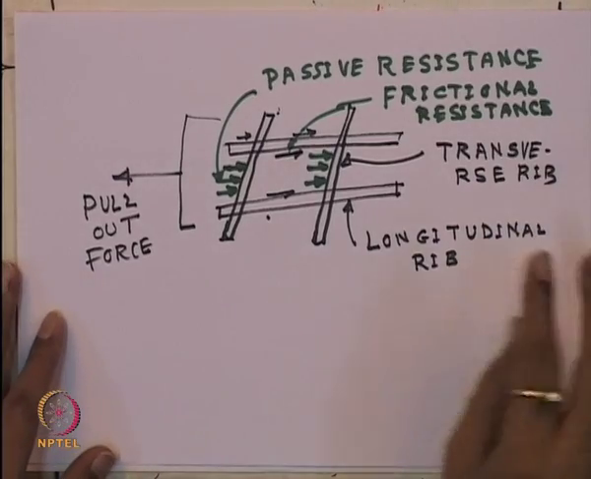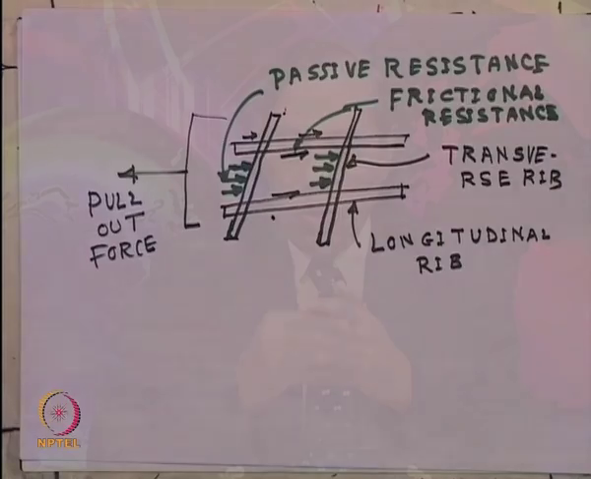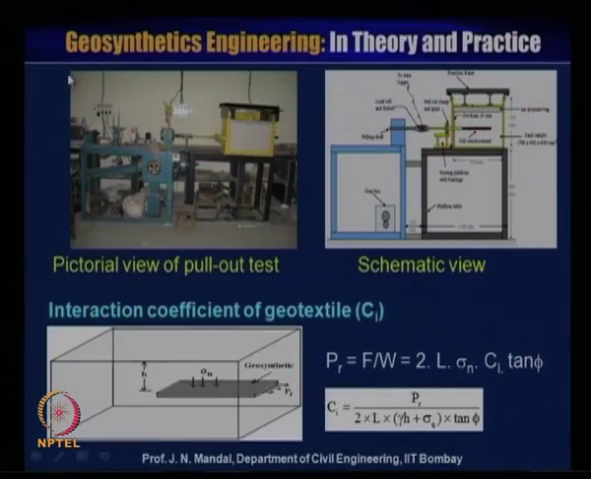So now you have some idea about what is interface friction, what is passive resistance, and what kind of material you can perform the test on for the interface friction as well as the passive resistance. Now I will show some pictorial view of the pull-out test, and this is the schematic diagram.